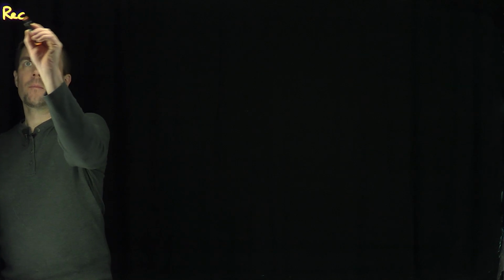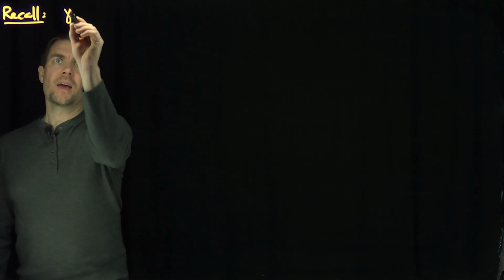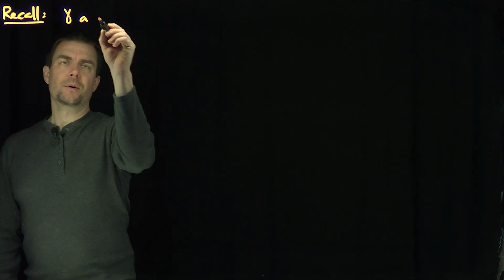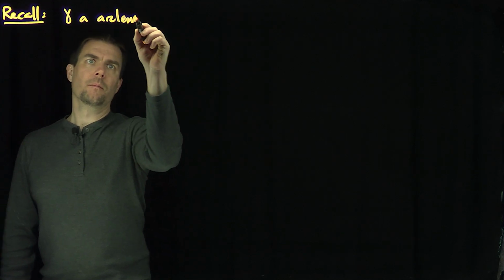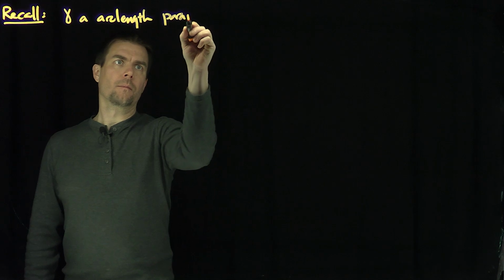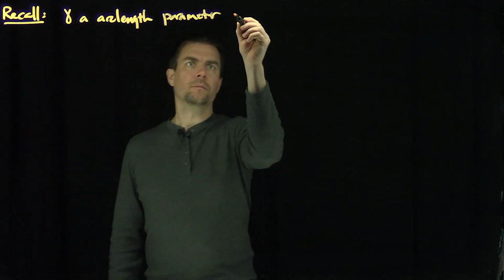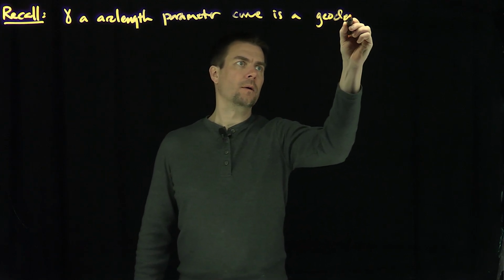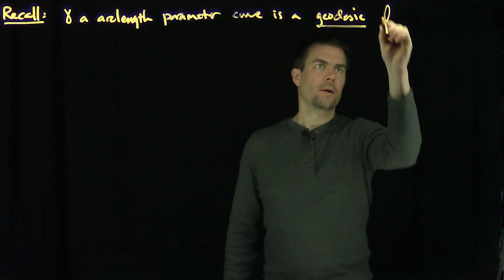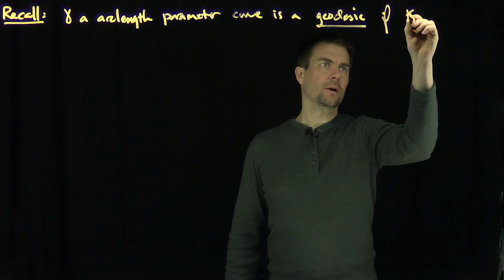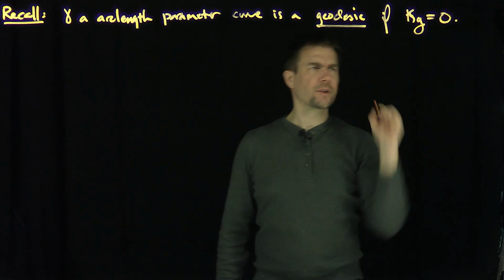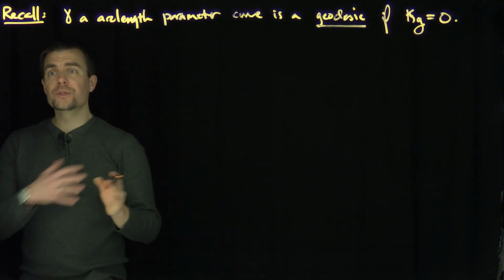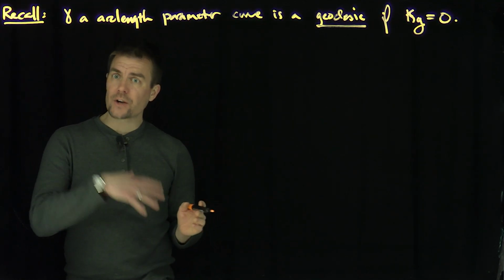Hello students, in this video we'll derive geodesic equations on a surface. Let's recall that gamma, a curve in arc length parameter, is a geodesic if its geodesic curvature is equal to 0, right? And that's equivalent, of course, to gamma double dot being in the direction of the unit normal vector, right?